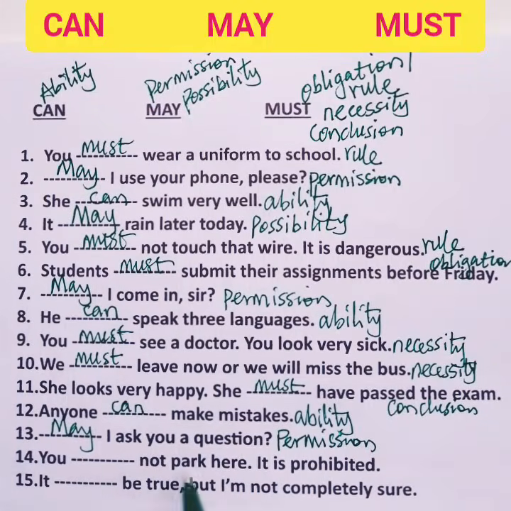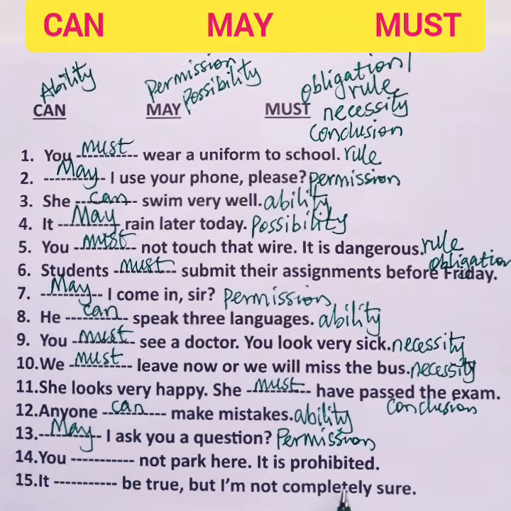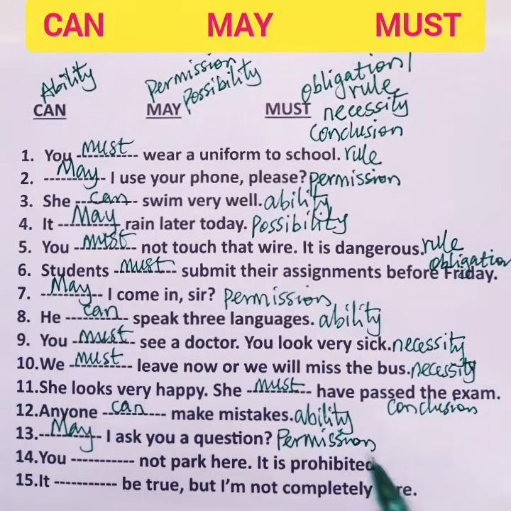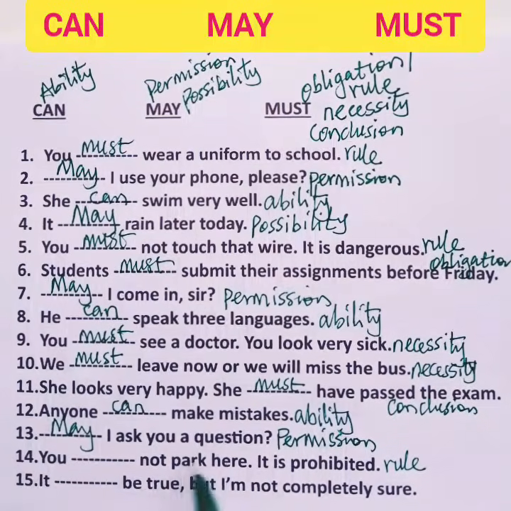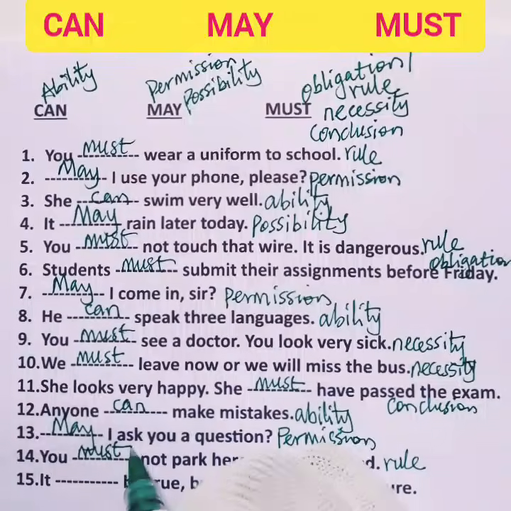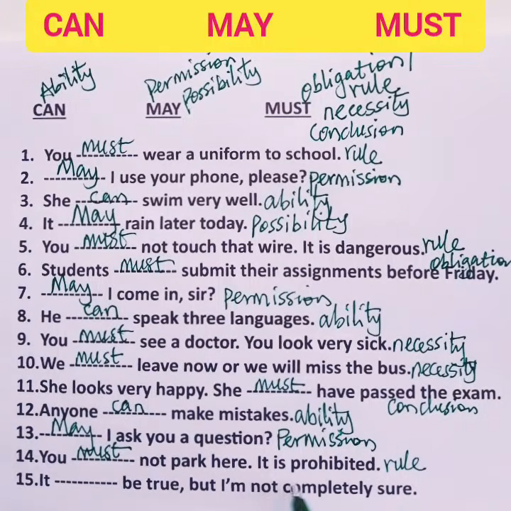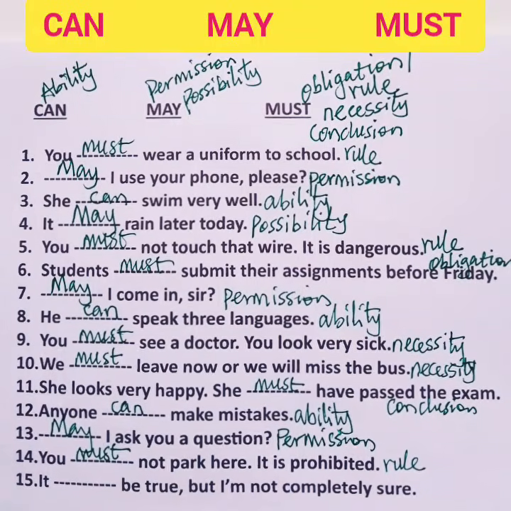14. You blank not park here. It is prohibited. When you are talking about prohibition, it means it is a rule. Okay? It is a rule not to do that. So to express a rule, use must. You must not park here. It is prohibited.